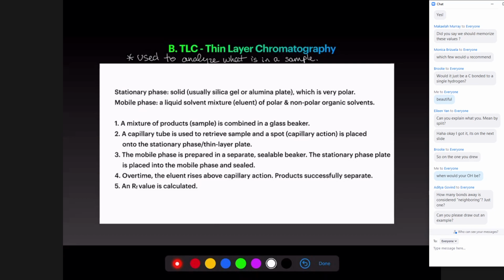The mobile phase is prepared in a separate sealable beaker. The stationary phase plate is placed into the mobile phase and sealed. Over time, the eluent rises by capillary action and the products separate. There's a calculation for TLC, and that's called the RF value.